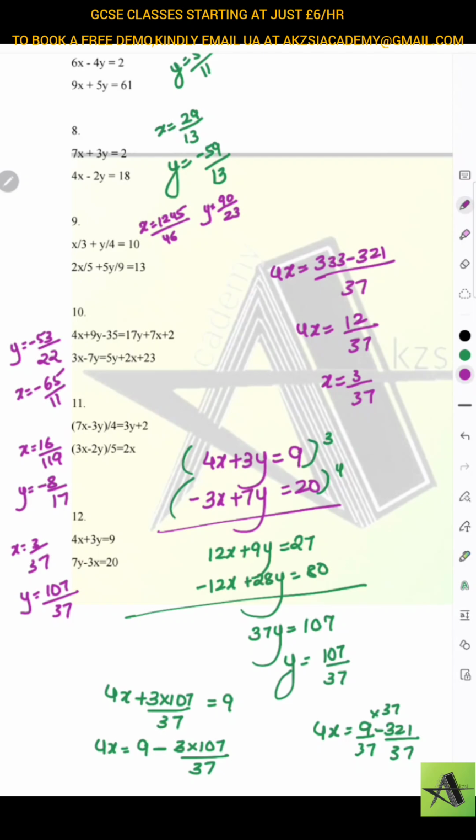So that's it for today. We have solved all the questions of this worksheet, and if you have any doubt, please do comment in comment section.